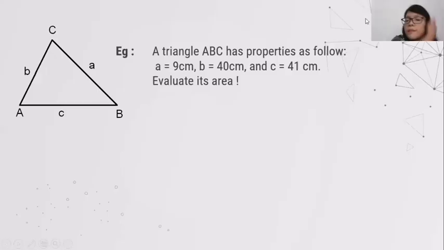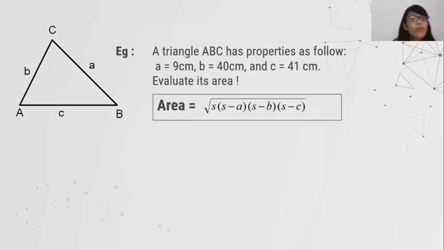Okay, let me explain about the question example given. A triangle ABC has properties as follows: A equals to 9 centimeter, B 40 centimeter, and C 41 centimeters. So it's actually to evaluate its area. Because this one is scalene triangle, and we have no idea about base or height, it puts us to use this formula: area equals to root of S times S minus A times S minus B times S minus C.